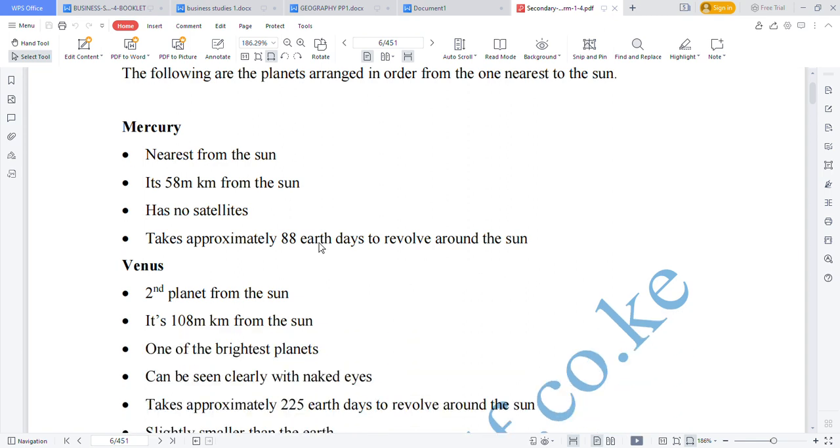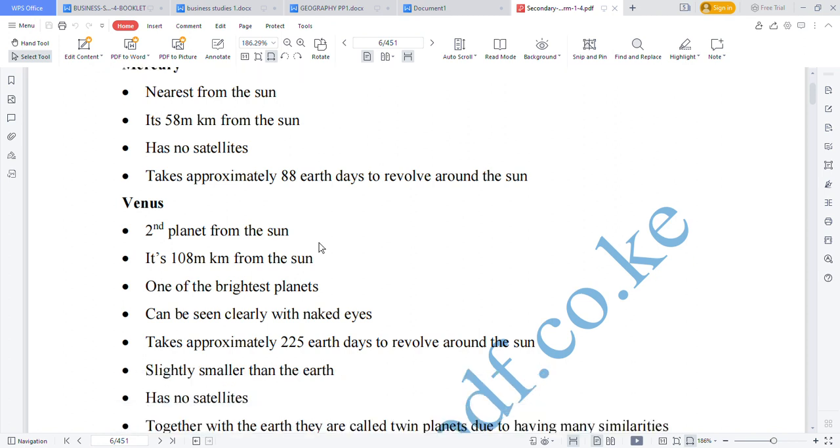The first one is Mercury, nearest to the Sun. It is 58 million kilometers from the Sun, has no satellites, and takes approximately 88 Earth days to revolve around the Sun.